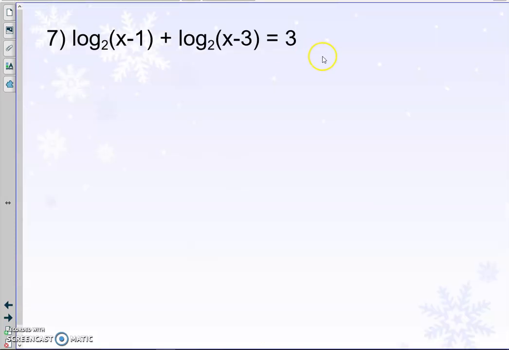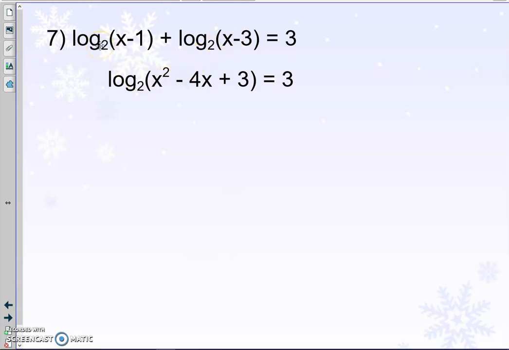Let's take a look at one more. Here's my last problem. And again, I see that I have logarithms on one side, but no logarithms on the other. So this won't turn out to be a duh, but it will turn out to be a definition. But before I use the definition of a logarithm, I don't like that these are split apart. So I'm gonna condense these together using the product property. So the product property says when you add separate logarithms, you multiply what's inside.